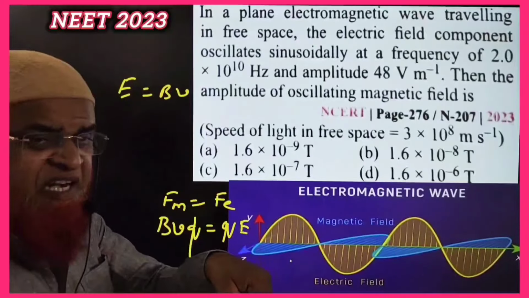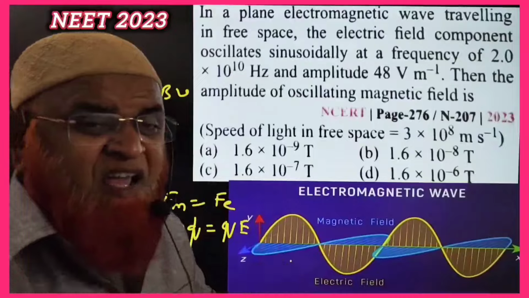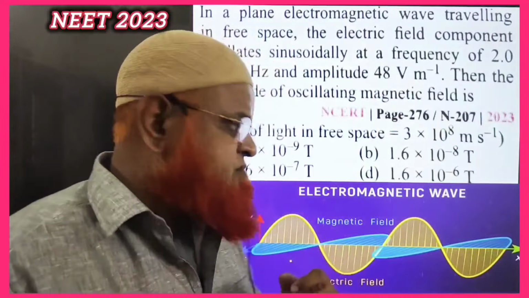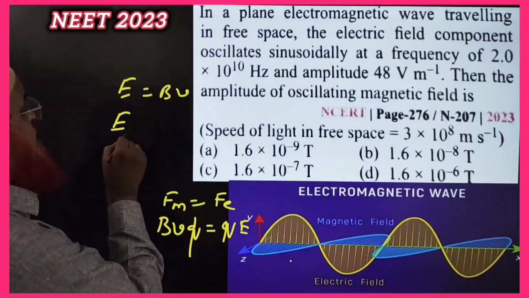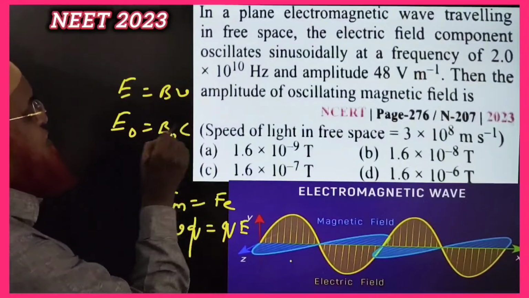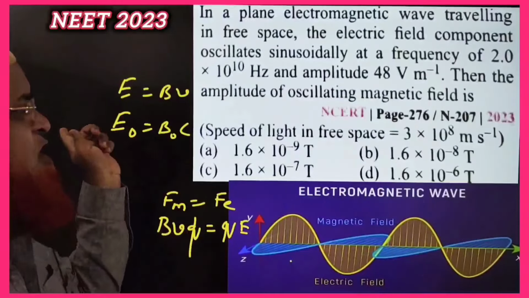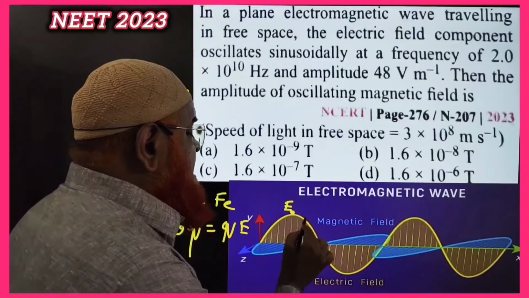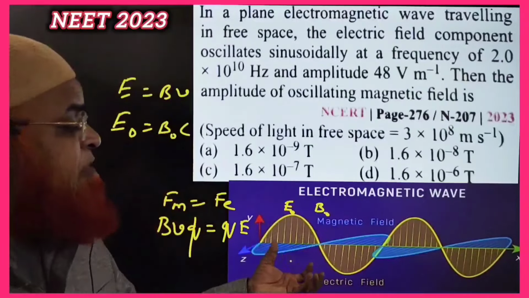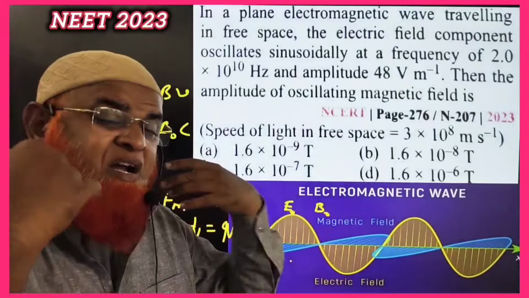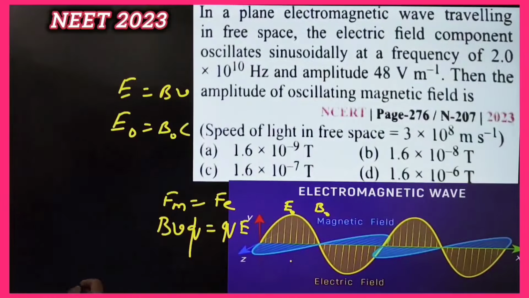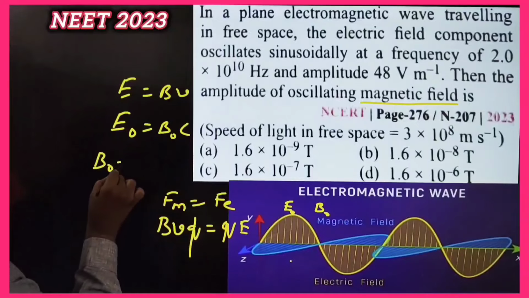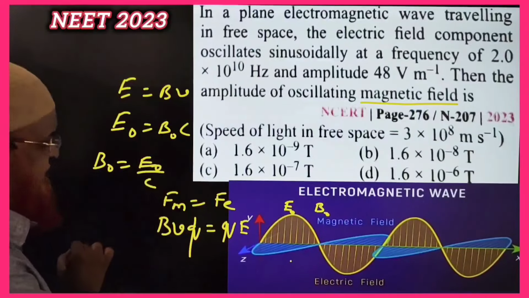V means velocity. But here you are considering an electromagnetic wave. Instead of ordinary velocity, you will take velocity of light. Then what happens? E naught is equal to B naught into C instead of V. E naught means amplitude of electric wave and B naught means amplitude of magnetic wave. E naught is maximum amplitude. She is asking us to find out the magnetic field. So B naught is equal to E naught by C.